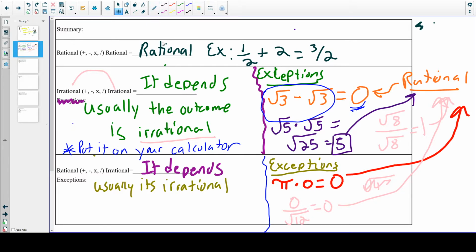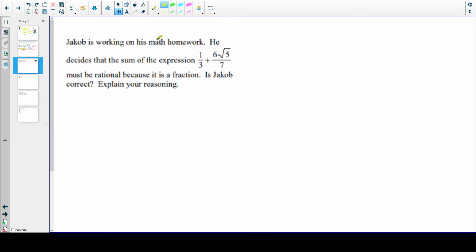So I'm going to highlight this. When in doubt, put it on your calculator. Because if you don't remember these rules, then you're just going to assume that anything to do with another irrational is going to be irrational, or that a rational and an irrational always gives you irrational, which is not always the case. So why don't we do some examples together? And of course, these are all Regents questions, so we know exactly what we're going to be dealing with.